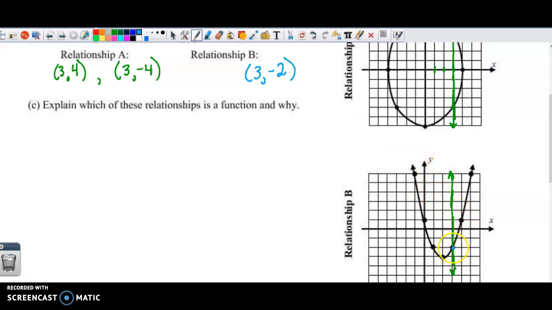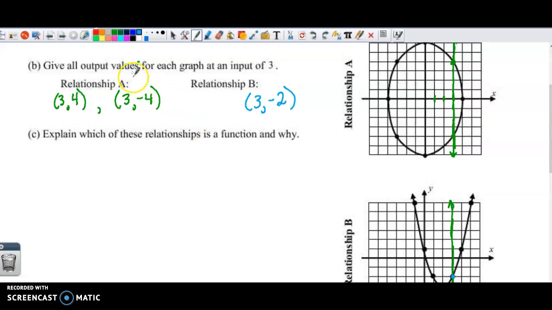So which one of these is a function and why? Well, if you think back to what I had mentioned before, where functions have it so x's cannot repeat, that's what's happening in relationship A, that you have 2 different outputs for one input. So therefore, relationship A is not a function.